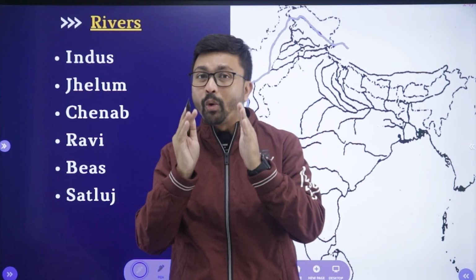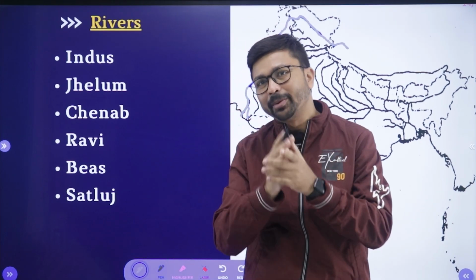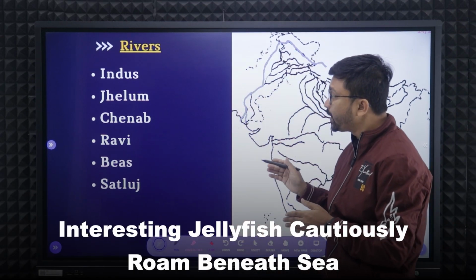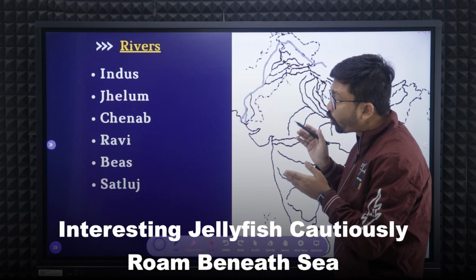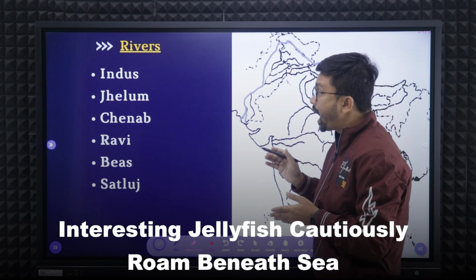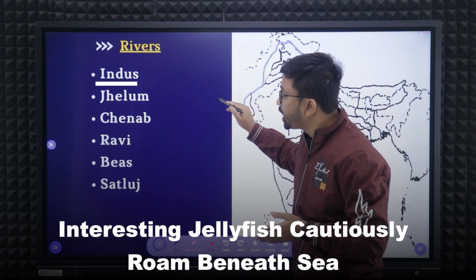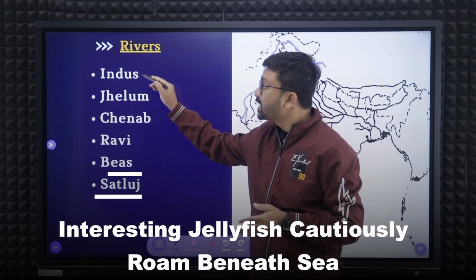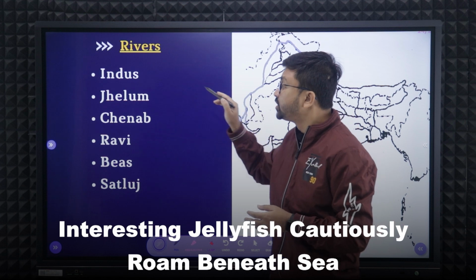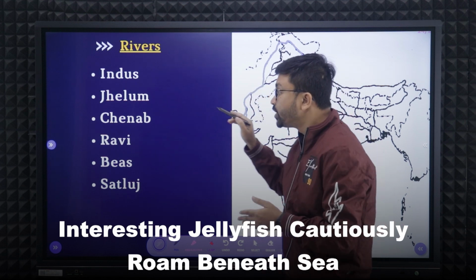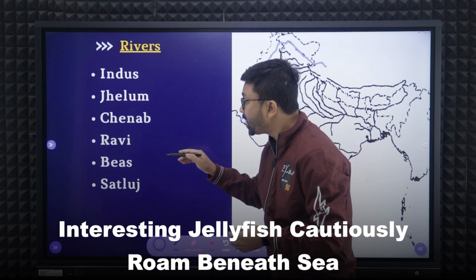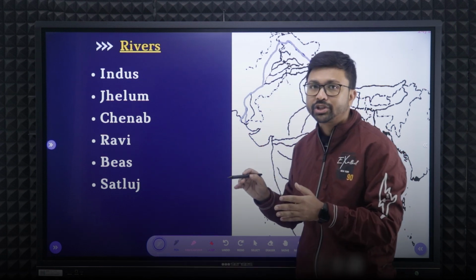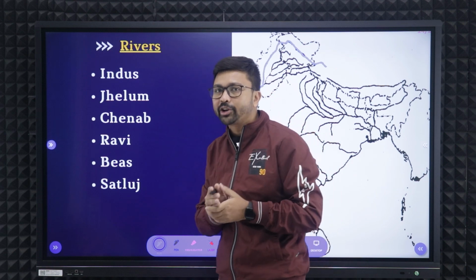So I am giving you one simple sentence. You need to remember the sentence. It is: interesting jellyfish consciously roam beneath sea. I repeat, interesting jellyfish consciously roam beneath sea. So interesting means Indus, jellyfish Jhelum, consciously Chenab, roam Ravi, beneath Beas and sea Satluj. If you remember this sentence, it will become easy.